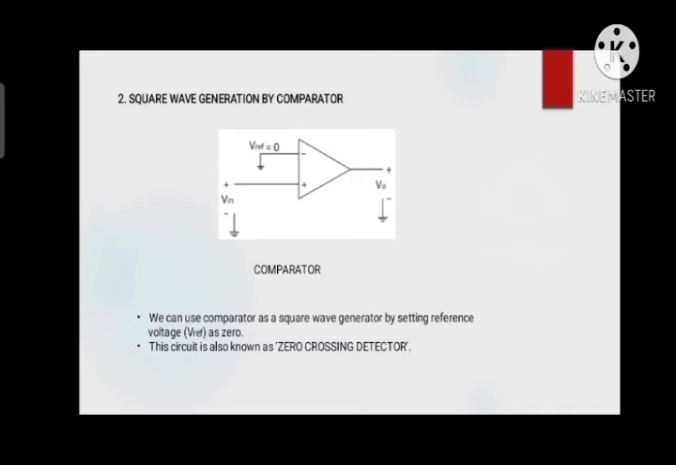Second, we are going to see the square wave generation by comparator. Comparator is a circuit that compares the magnitude of the input voltage with respect to the applied reference voltage. Here, to get the square wave as the output, we make the reference voltage 0. The circuit is also known as zero crossing detector because whenever the input signal crosses the 0 voltage level, the output either attains positive saturation voltage or negative saturation voltage that we applied in the power supply.